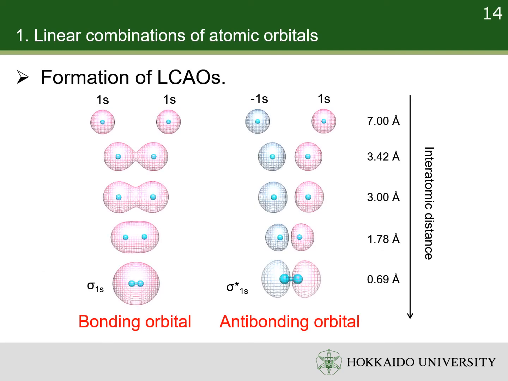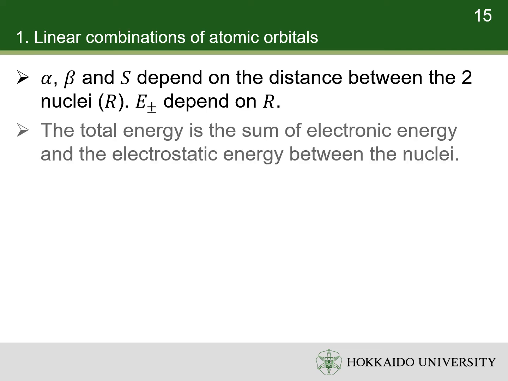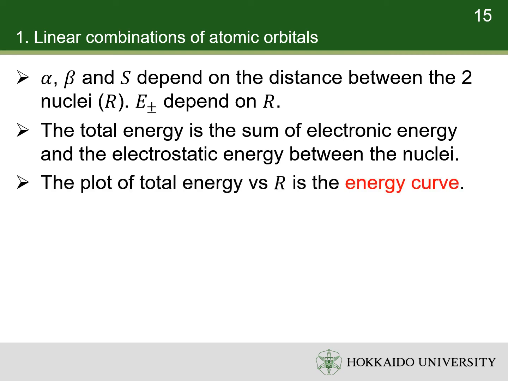The wave functions of the bonding orbital and the antibonding orbital depend on the distance between the nuclei. The quantities alpha, beta and S also depend on the distance between the 2 nuclei. As a result, the energies of the orbitals depend on the distance between the 2 nuclei. The total energy is the sum of the electronic energy and the electrostatic energy between the nuclei. The plot of the total energy versus the distance between the nuclei is the energy curve.